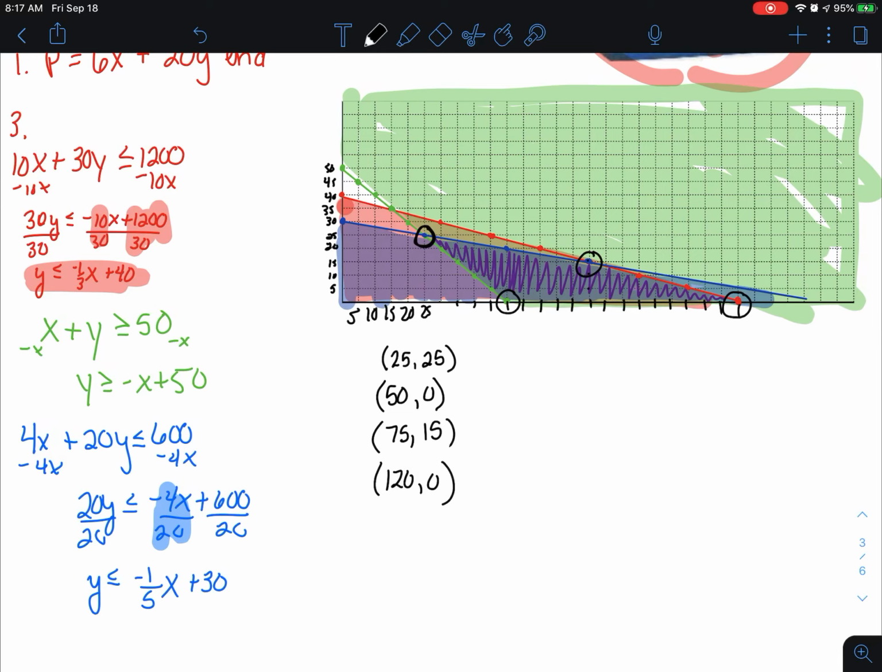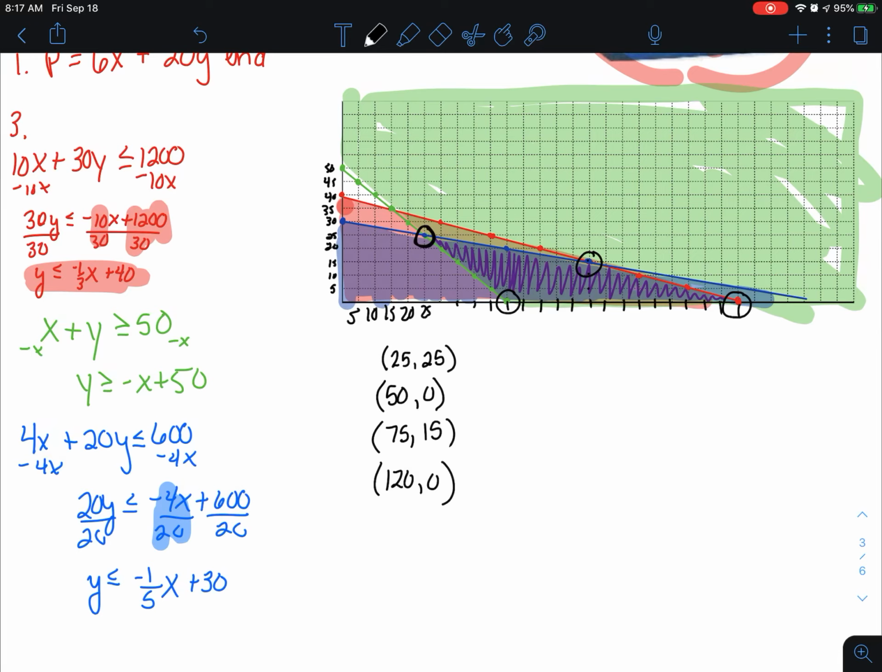All right, so we are now on the next step. Now we find the vertices and we have to test those vertices in, remember from step 1, this equation I'm putting in a black box. 6x plus 20y is what you're testing. That's called your profit equation in this particular problem.